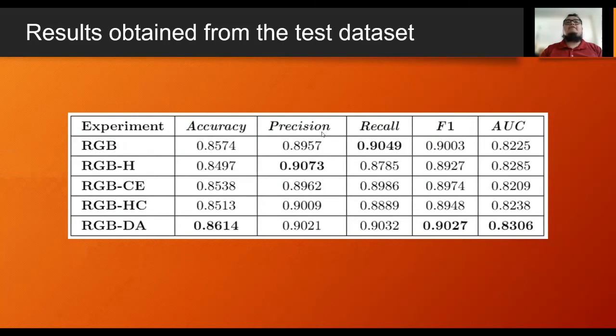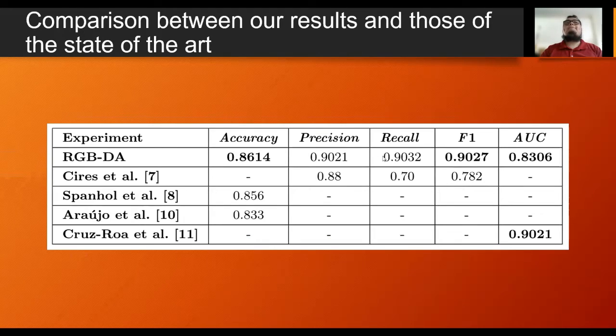Additionally, we used these metrics: accuracy, precision, recall, F1, and area under the curve, and we can see in the table that the best results were obtained with the data augmentation methodology. Finally, comparing our work with the state of the art, we can observe that we obtain values close to Cruz-Roa, the author of the dataset, and we obtain better results than Cruz, Araujo, and others.